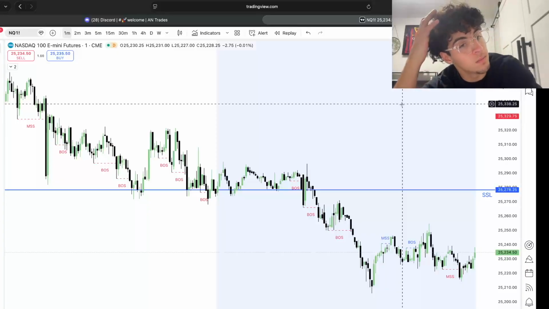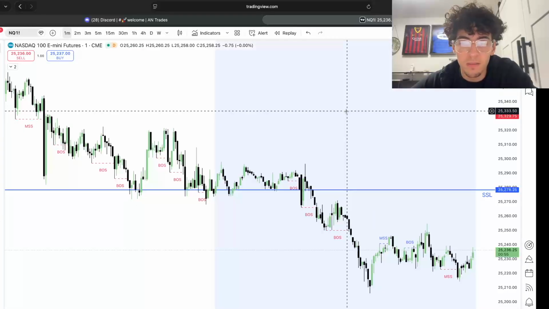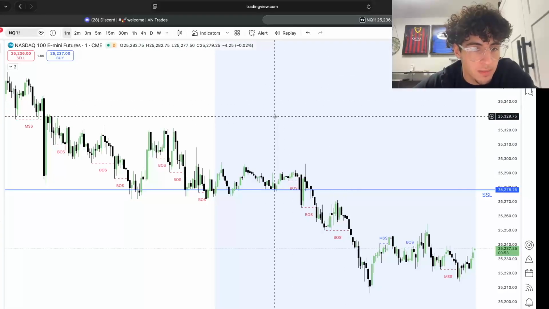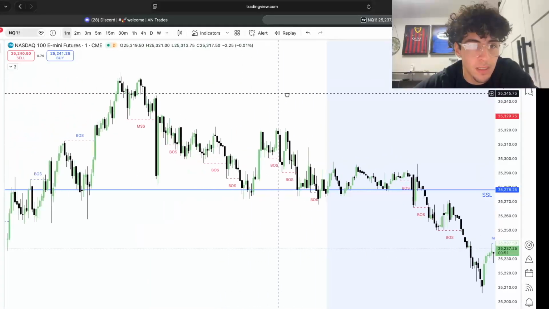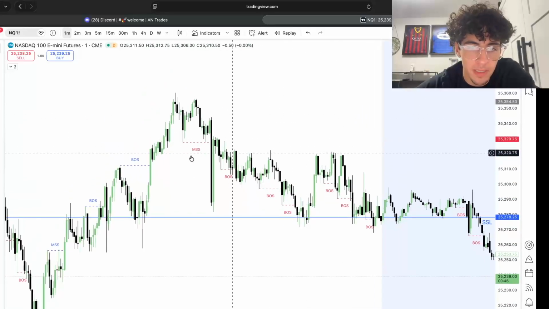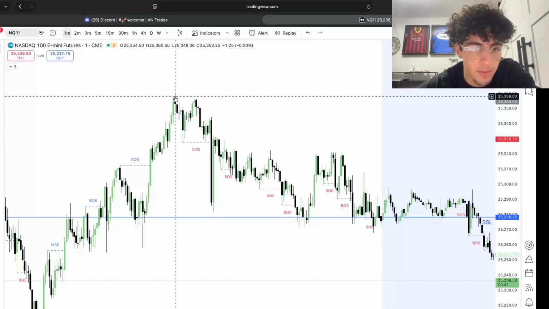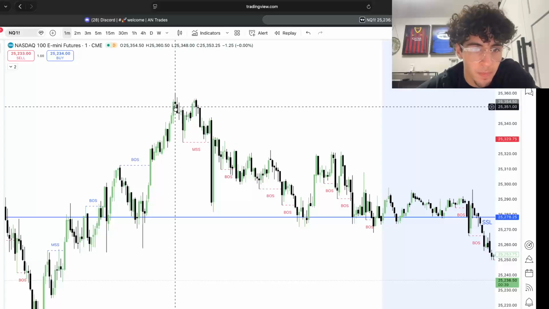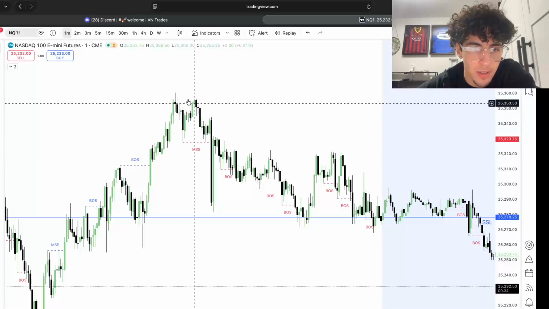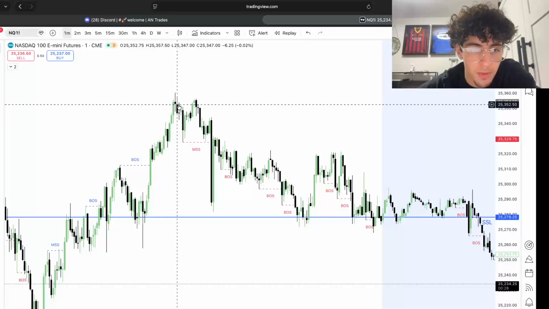Now, where can we see liquidity? The easiest and simplest way to see liquidity, without any in-depth description, is basically these highs, or swing highs. A swing high is when we have this long wick here, and then we have a candle or a wick on both sides of it that is lower. For example, here's one. We have this wick, and it's above the one on the left and above the one on the right.